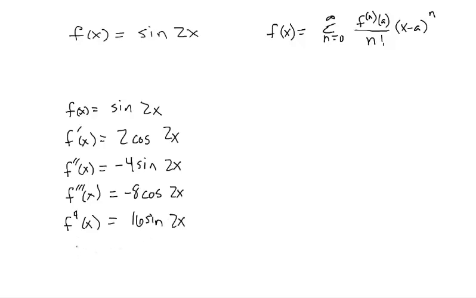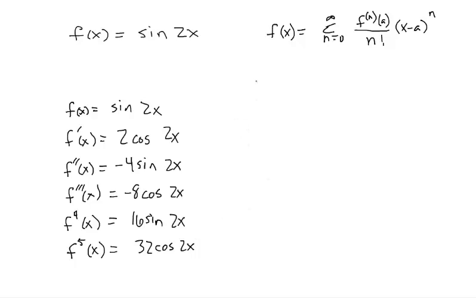And I'm going to do one more. Usually we only need the fourth derivative, but this function is going to give us some 0 values, so I want to do one more. So f to the fifth prime of x is equal to 32 cosine of 2x.